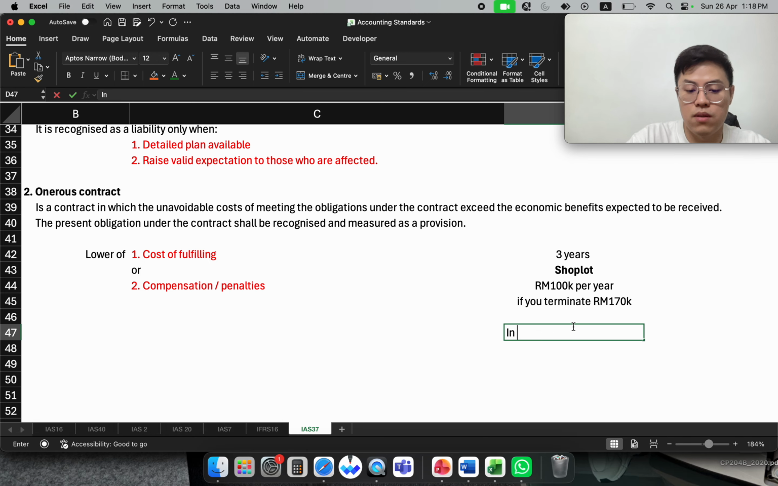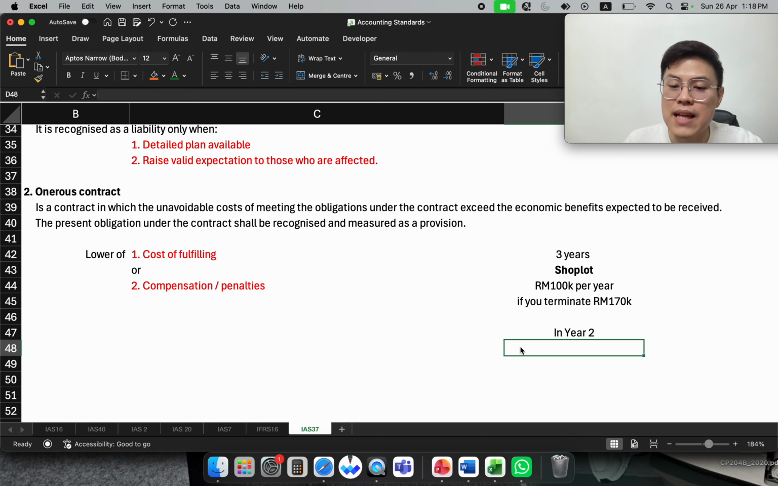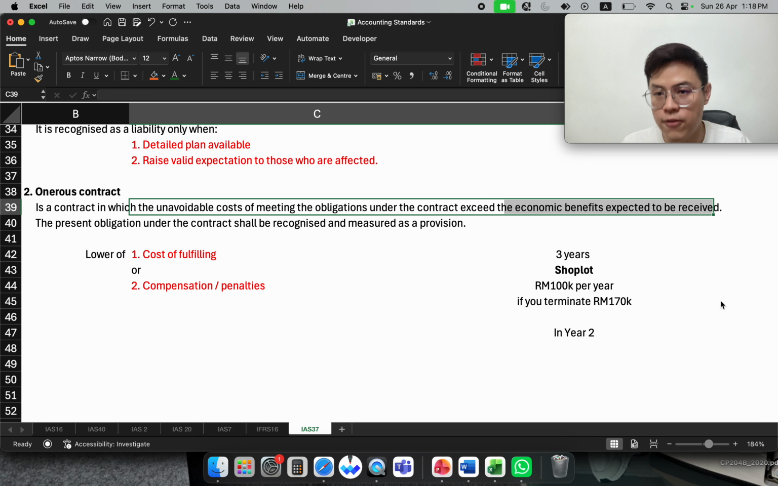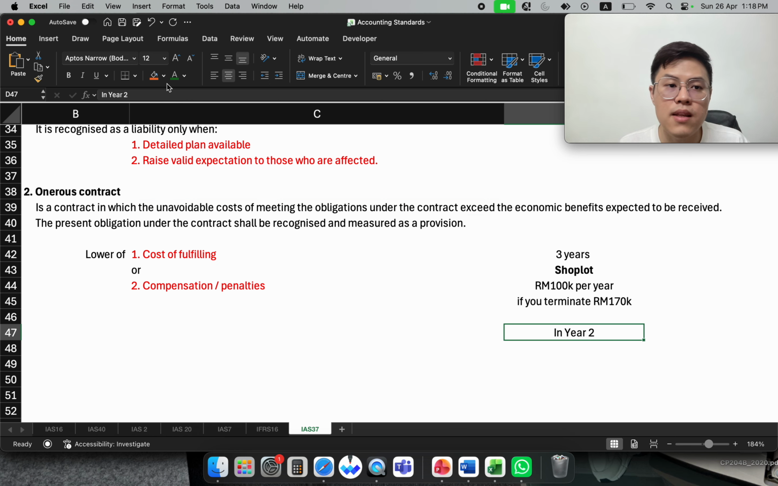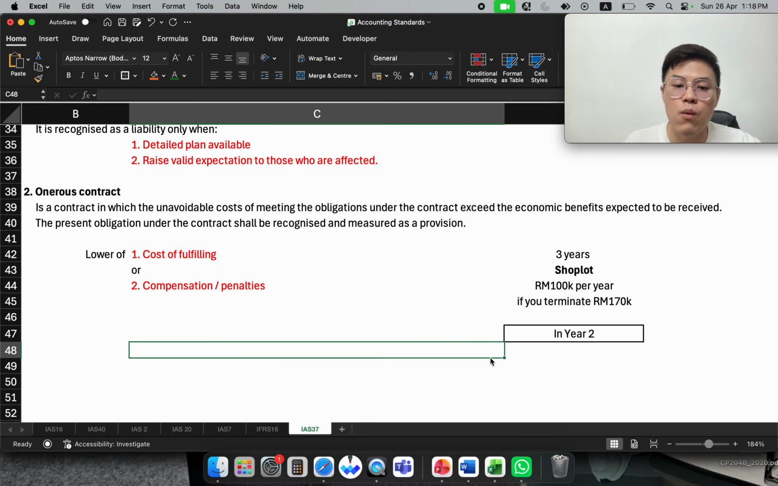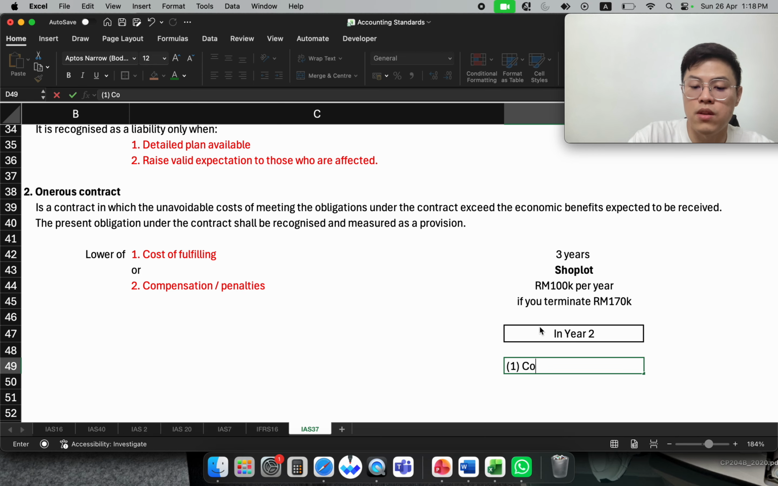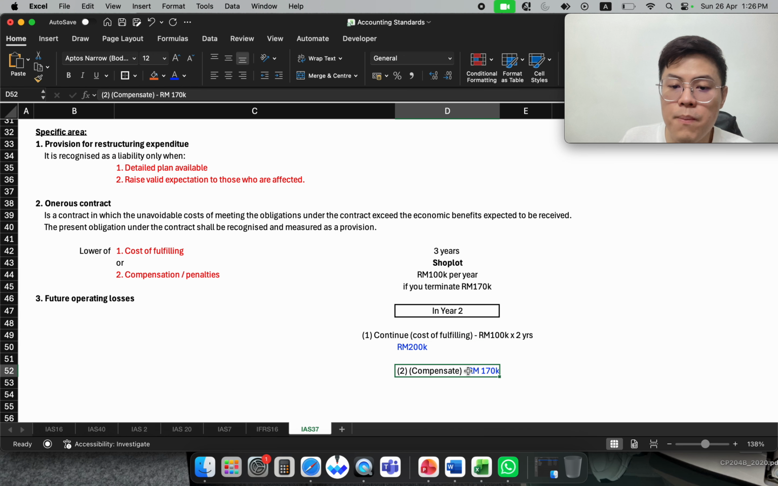So in year 2, you decided you don't want to continue using this shop lot already because this shop lot doesn't have people. The traffic is a disaster. No traffic, no sales. So the contract obligation has exceeded the economic benefit already, and this is an onerous contract. So at the beginning of year 2, you decide whether you want to continue. Option 1, continue. Continue means cost of fulfilling. You continue fulfilling the asset and the liability. So in this case, continuing to fulfill is 200. If you compensate, then 170. So if you are the owner, it makes sense to choose the lowest one.